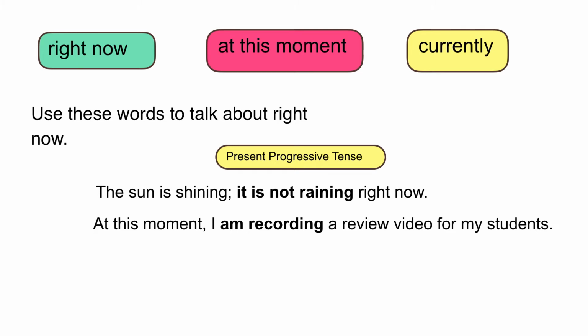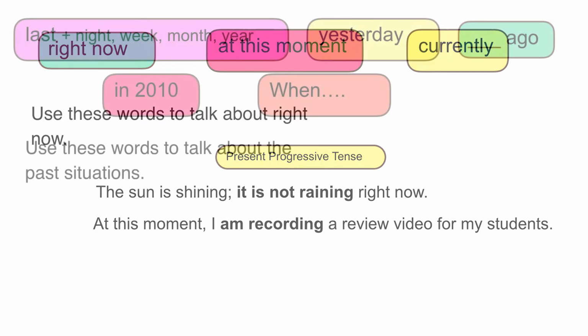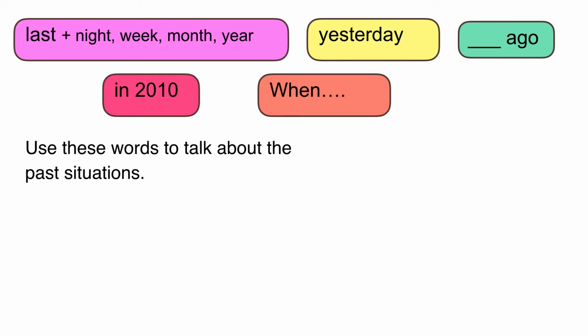What about past moments? For past situations, you can use these types of words. Last night, last week, last month, last year, in 2010, in 2015, yesterday, 3 days ago, 2 months ago, 2 years ago, and when. These are not the only words, but these are some common words we use to talk about past situations.